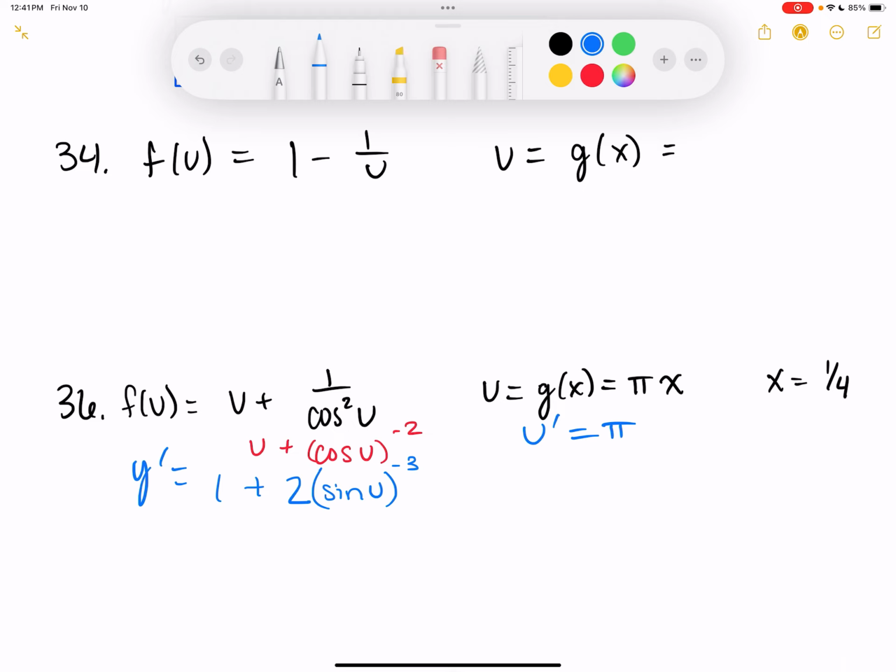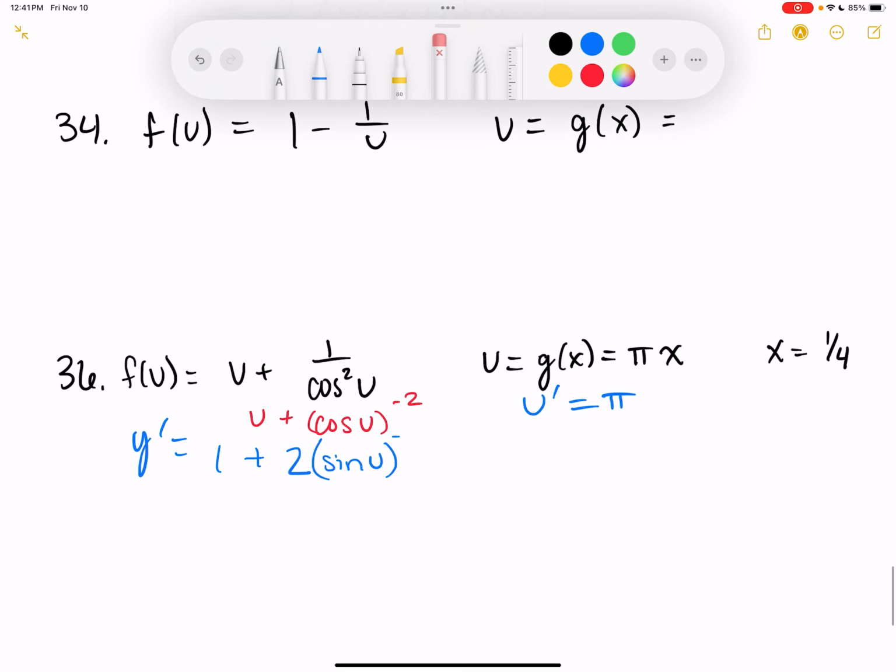Oh, we missed something here. Don't you have to cover up what's in the parentheses and put that? Yeah. I wanted to ask, but I didn't have a question. I was like, wait, something's wrong. I was like, this problem was too easy. Yes, it should have been 2 cosine of u to the negative 3 times the derivative, sine of u, and the negative out front is still fine.